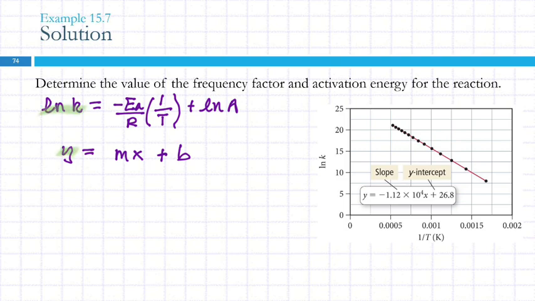So again, this is the Y value. This is the X value. So then this guy, negative EA over R, corresponds to the slope. So the slope is equal to negative EA over R. And the natural log of A, the frequency factor, corresponds to the intercept.